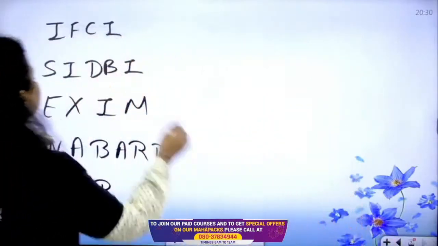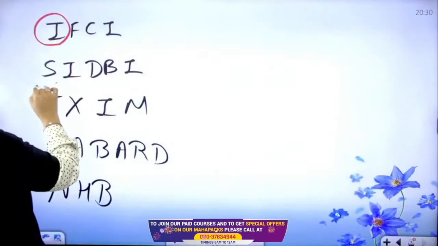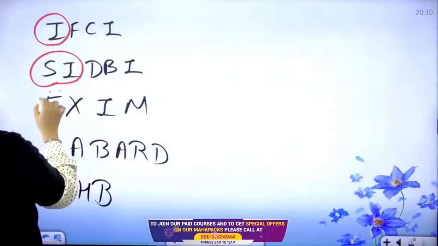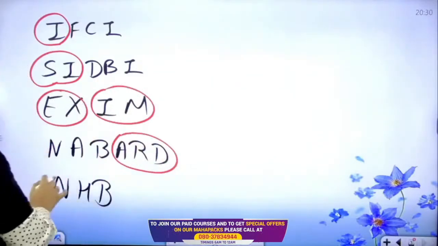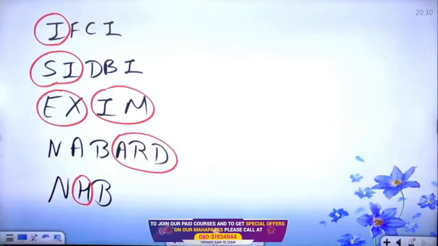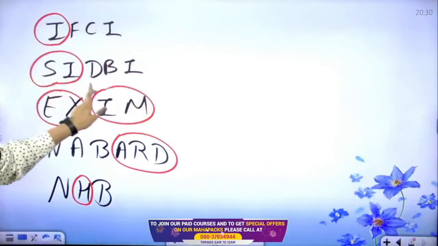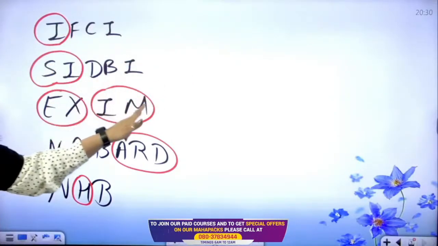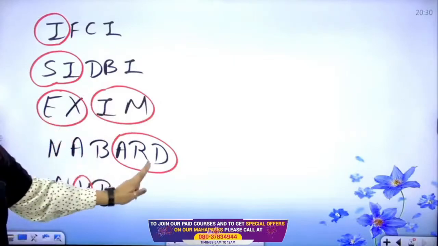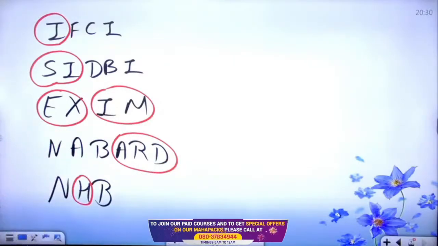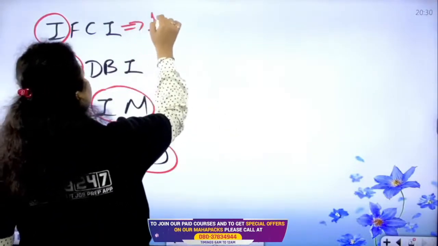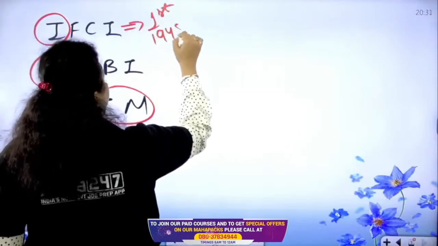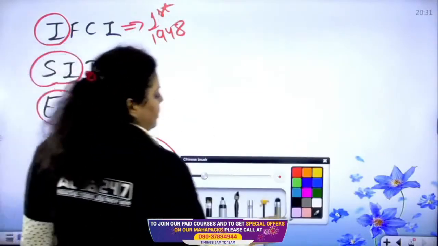IFCI works for big industries, SIDBI works for small industries, Exim Bank works for the export and import of the country, NABARD works for agriculture and rural development, and NHB works for the housing sector. They are defined like this: Industrial Finance Corporation of India, Small Industries Development Bank of India, Export Import Bank, National Bank for Agriculture and Rural Development, and National Housing Bank. These are the development financial institutions. The first one was established in 1948. Clear?